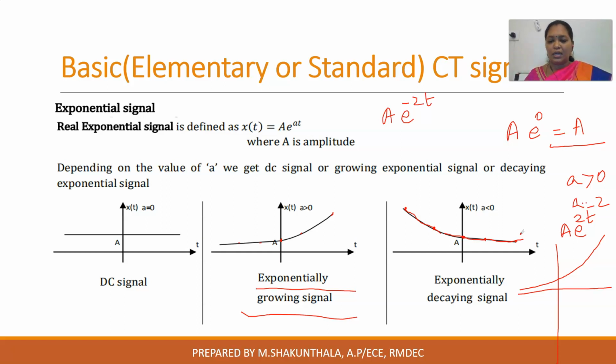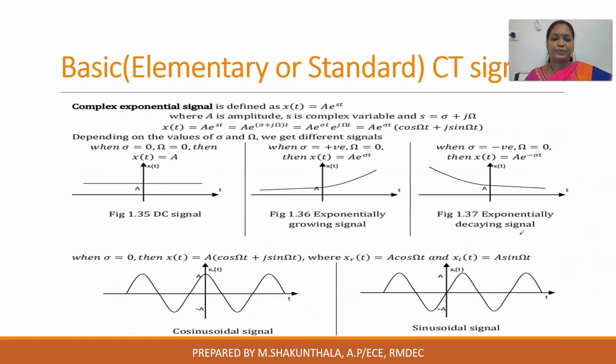Complex exponential signal is given by a into e power st, where s is equal to sigma plus j omega t. Okay, so just rewrite this equation. A into, split your terms. Okay, a into e power sigma t, e power j omega t, and e power j theta is nothing but cos theta plus j sin theta. Okay, so using that formula, you are writing a into e power sigma t cos omega t plus j sin omega t.